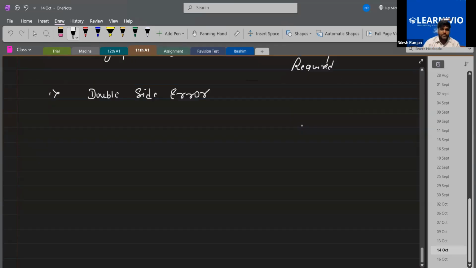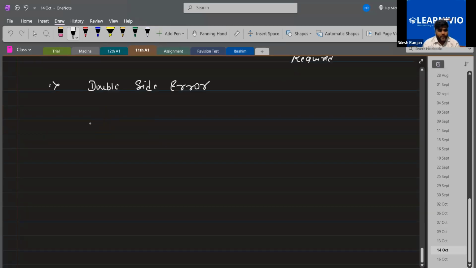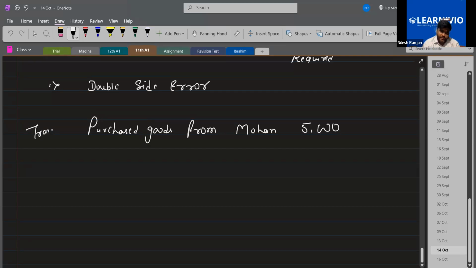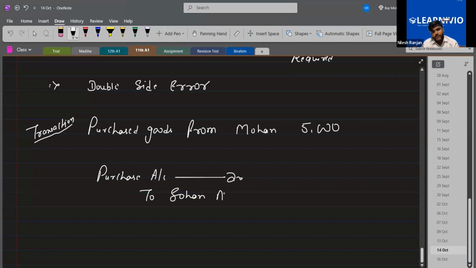Like, take one example. Purchased goods from Mohan, 5,000. This is the transaction. Now, it will be said in the question that a journal entry is written: purchase account debit to Sohan account. So it should be credited in Mohan account, but it is written in Sohan account.